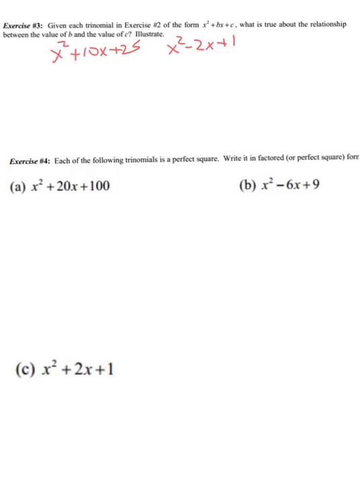Alright, so here's a key piece here. They want to know from exercise 2, what do you notice about this form here? What's true about the relationship between the B and the C? And I don't know if you guys can catch this or not, but there's a relationship between 10 and 25. There's a relationship between -2 and +1, and there's also in part C.